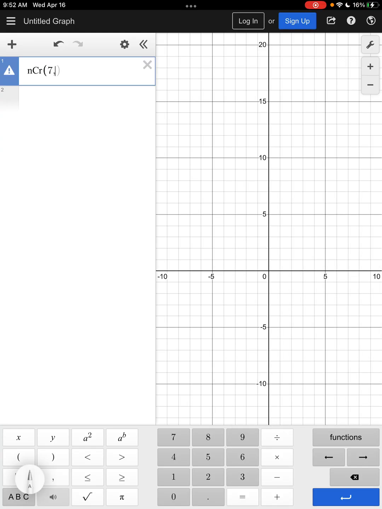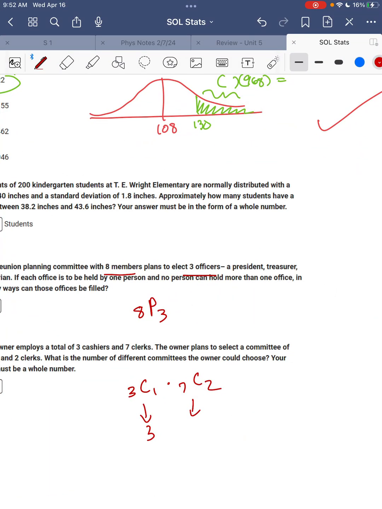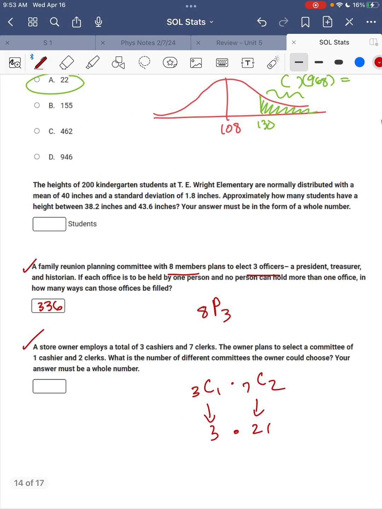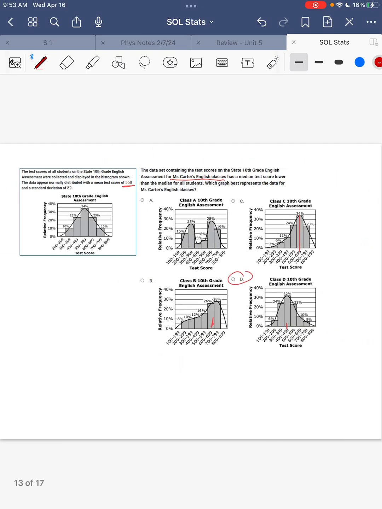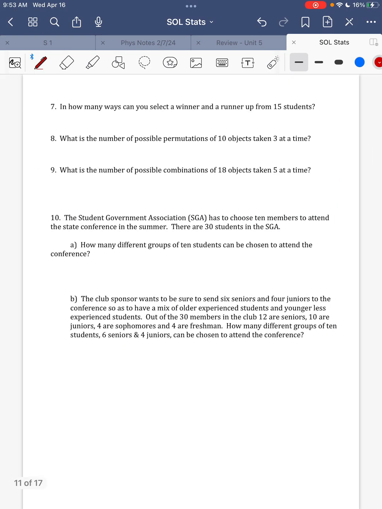I want 7, 2, which is 21. So I have 3 times 21. And if you didn't know that 3 choose 1 was 3, you just do that one also. But I get 63. So 63 ways this poor owner can choose a committee for this.